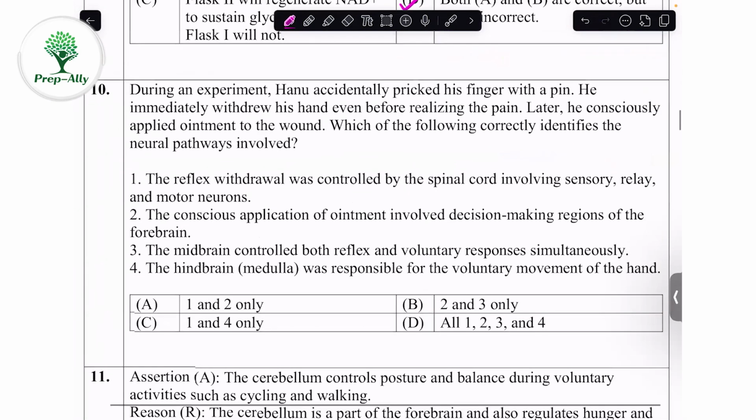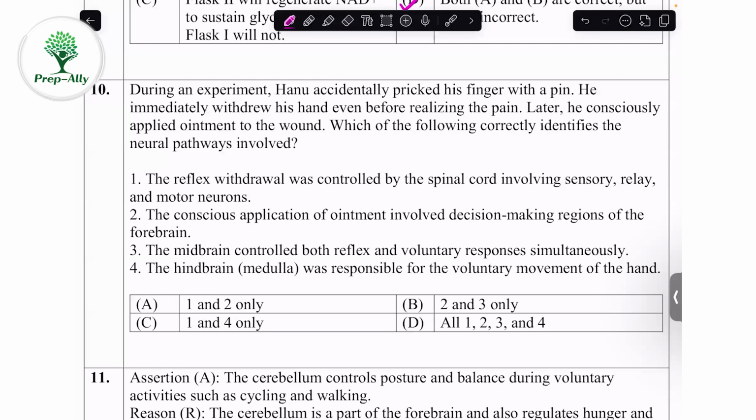Question number 10. During an experiment, Hanu accidentally pricked his finger with a pen. He immediately withdrew his hand even before realizing the pain. Later, he consciously applied ointment to the wound. Which of the following correctly identifies the neural pathways involved?